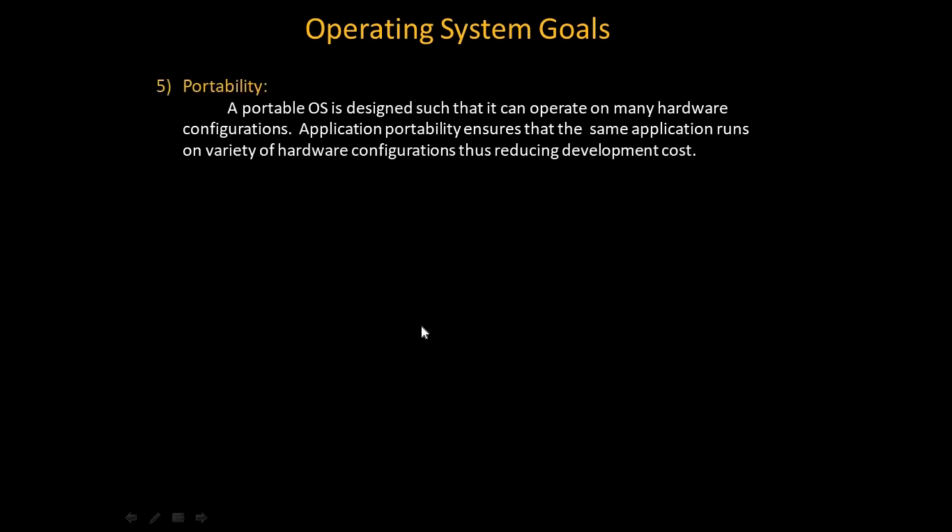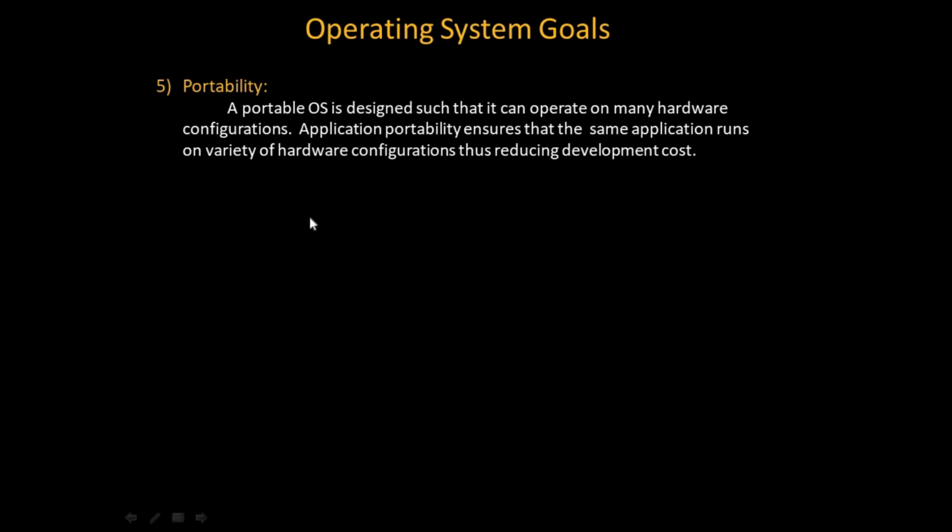The next we have portability. A portable operating system is designed such that it can operate on many hardware configurations. Application portability ensures that the same application runs on a variety of hardware configurations, thus reducing development costs.